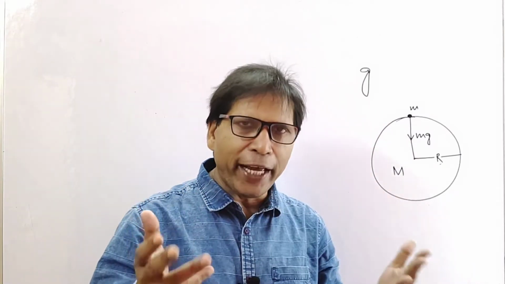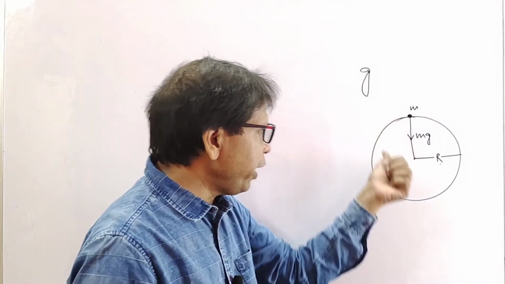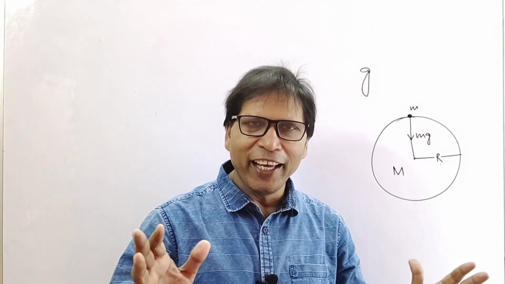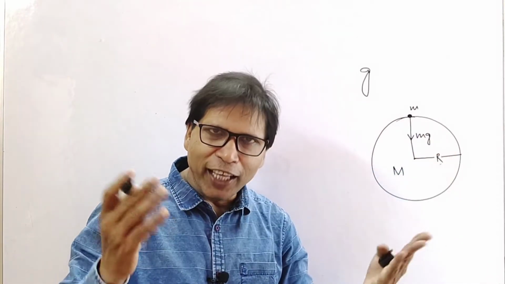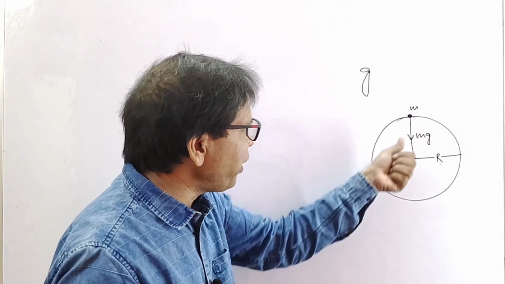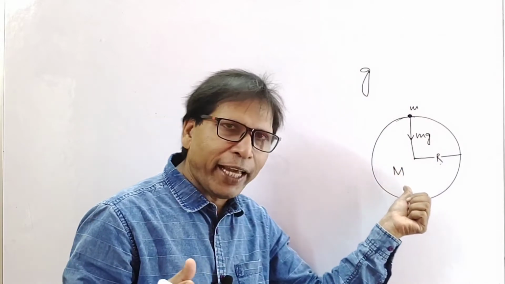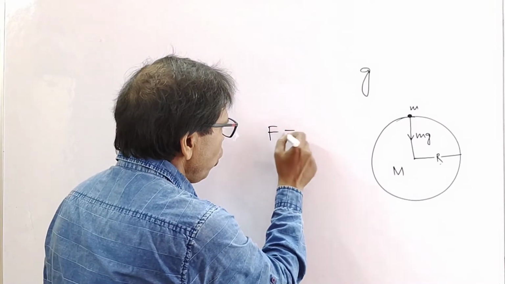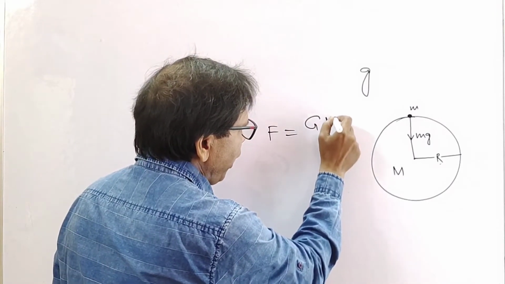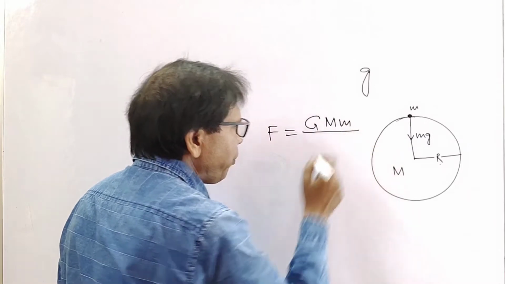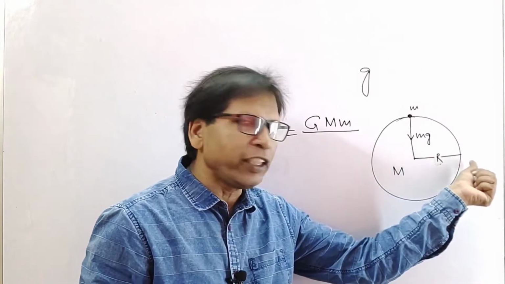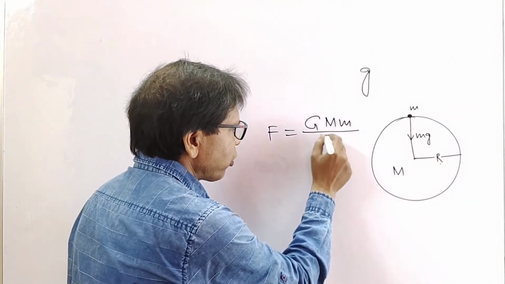Now we have to derive the expression of small g in terms of the mass of the earth and the radius of the earth. Suppose a body of mass m is on the earth's surface. So the gravitational force of attraction on m due to the mass M of the earth is F equal to G M m divided by the square of the distance of separation. The distance of separation is the radius, so this is R square.